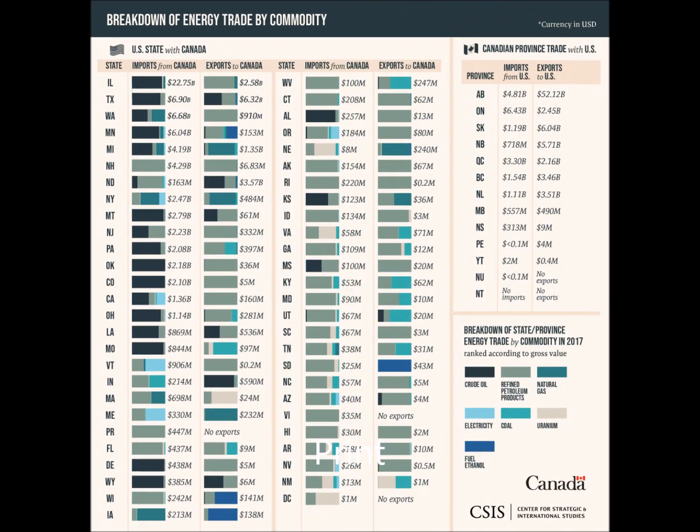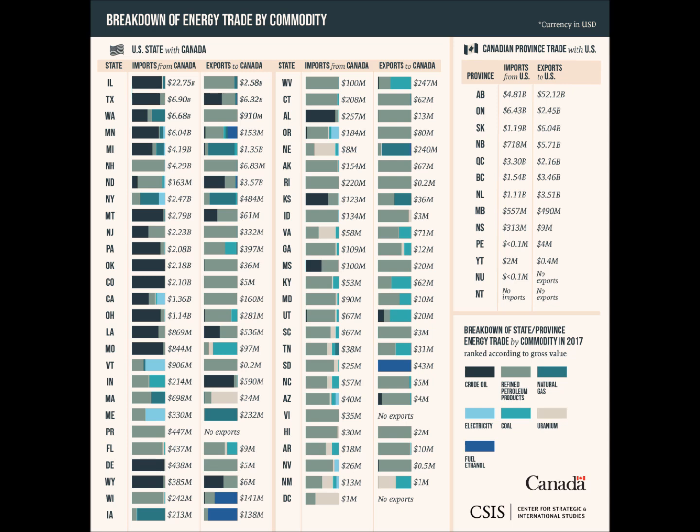This table provides a detailed breakdown of the U.S.-Canada energy trade in 2017, listing the monetary value of imports and exports for each U.S. state and Canadian province. It reveals that some states, like Michigan and New York, have substantial energy trade with Canada, while others, like Wyoming and North Dakota, primarily export energy to Canada. Similarly, some provinces, like Alberta and Ontario, have significant energy trade with the U.S., while others, like Nova Scotia and Newfoundland and Labrador, have more limited trade.